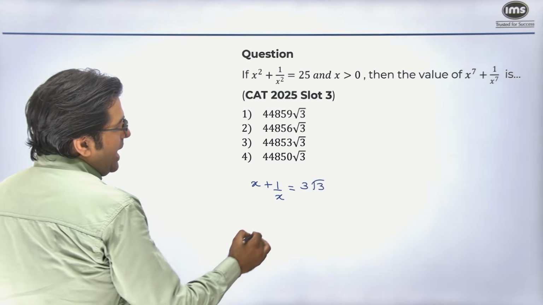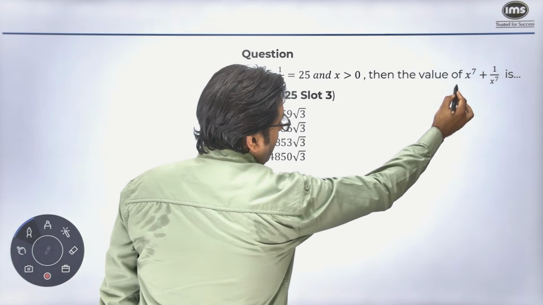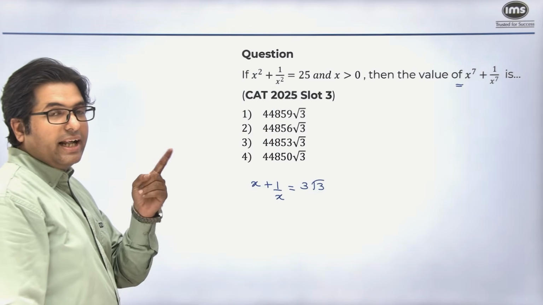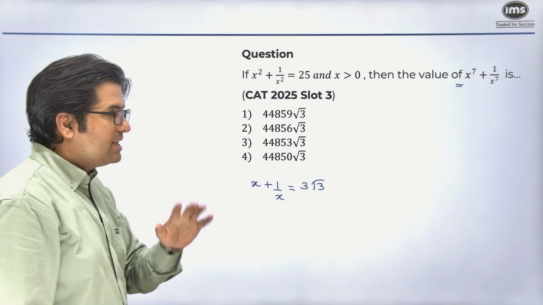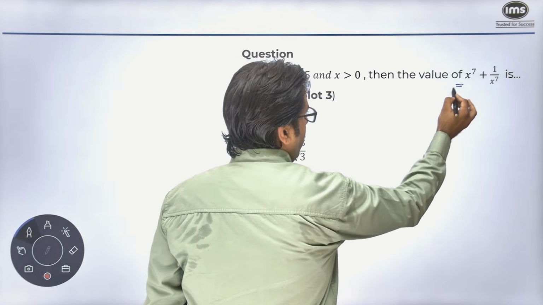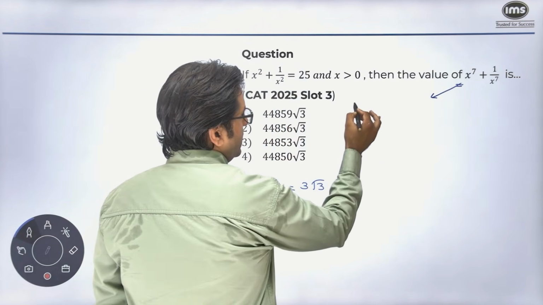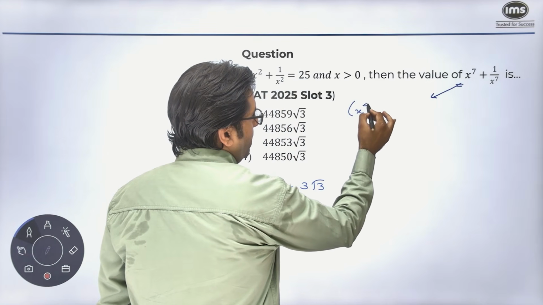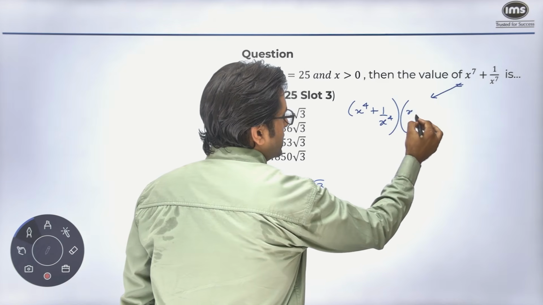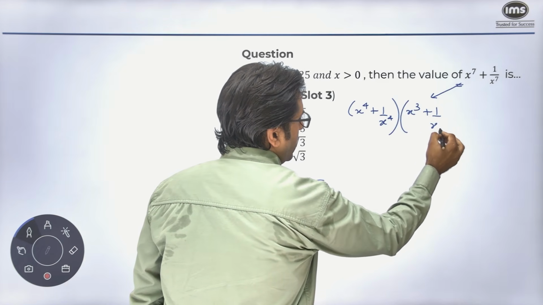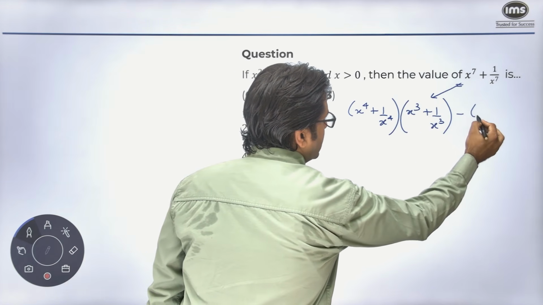Now I can calculate x to the power 3. Why? Because I need x to the power 7. How will I create x to the power 7? Via x to the power 3 as well as x to the power 4. So in fact, I'll write the format for this first. This is nothing but x to the power 4 plus 1 by x to the power 4 getting multiplied with x to the power 3 plus 1 by x to the power 3 minus x plus 1 by x.